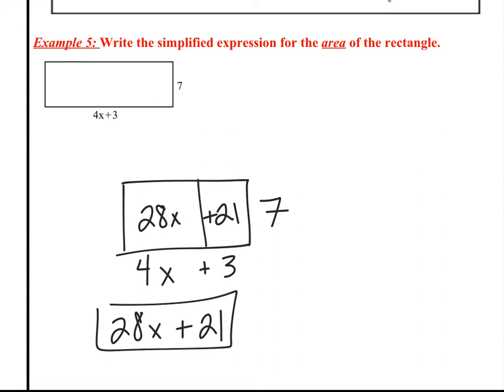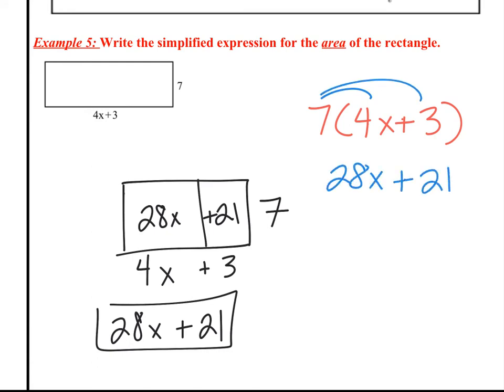Another way to do this would be to take 7 and then multiply it to 4x plus 3. Since you're doing area, you do length times width. After you're distributing, you get 28x plus 21, and notice it's the same thing. So whichever method you prefer to find the area of the rectangle, either splitting it up into boxes or just doing distribution, length times width, that is totally fine with me.